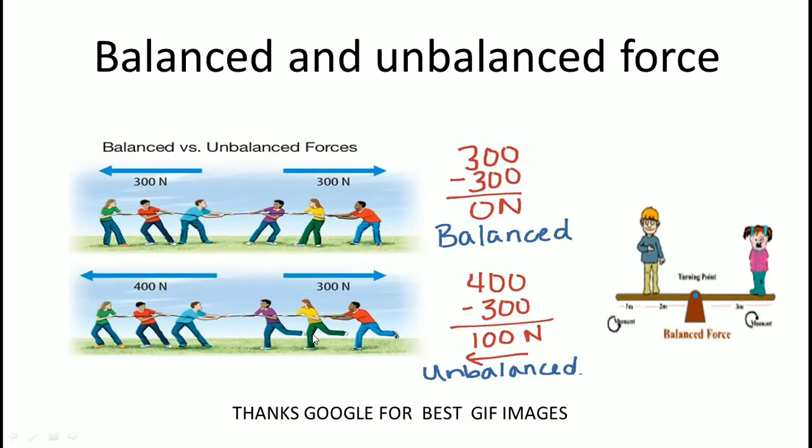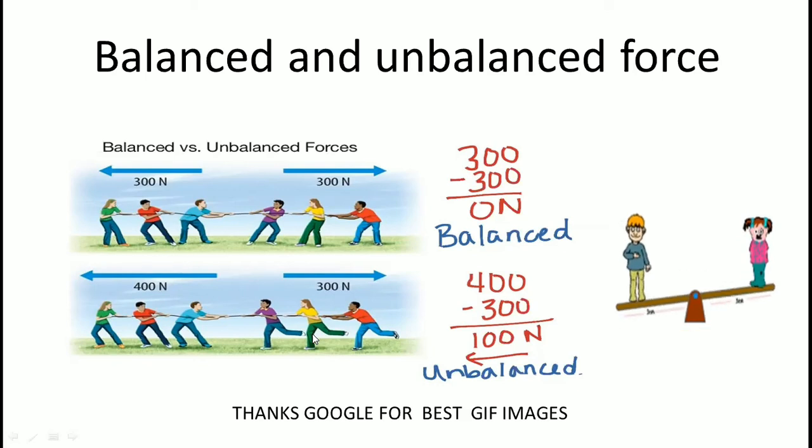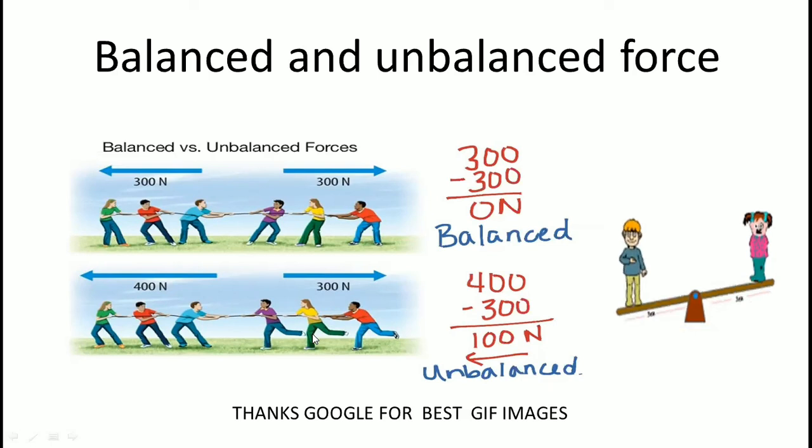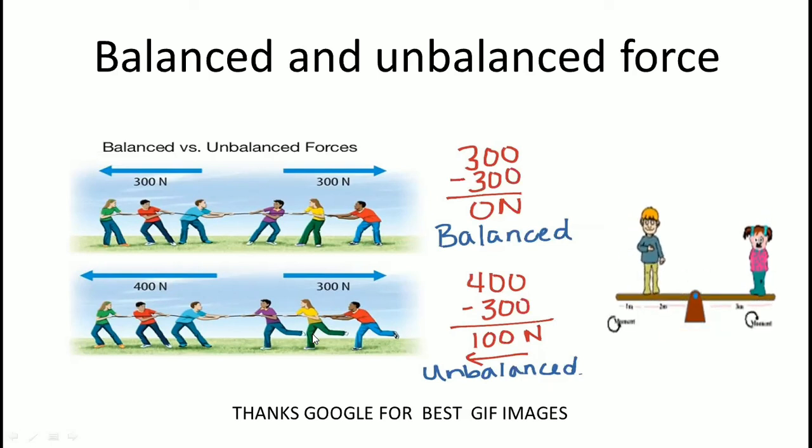Then let us give another example: to slide a heavy storage box on your ground, it becomes easier when two persons push it rather than one person. When the force is applied from both sides in the same direction, it moves easily. If you experience a person moving one side more, then that is the unbalanced force.